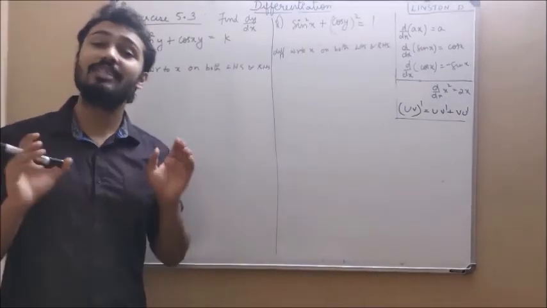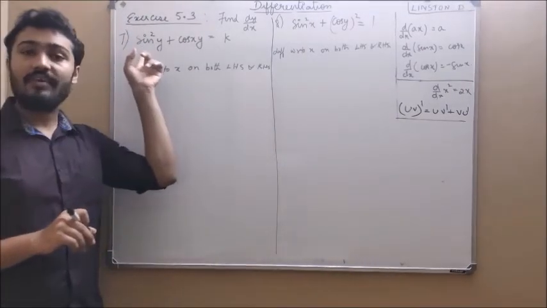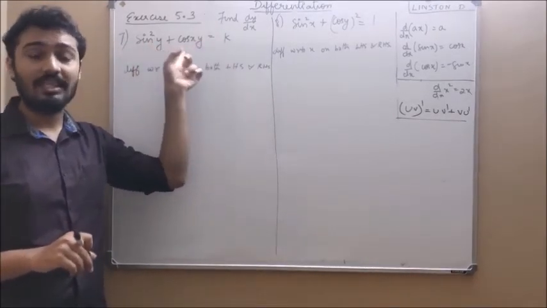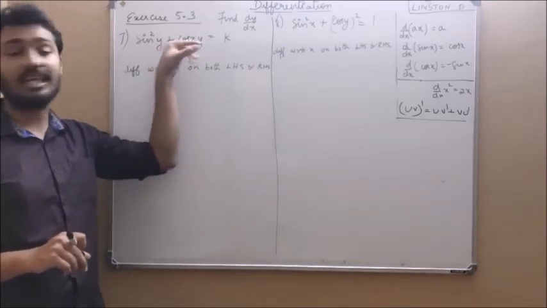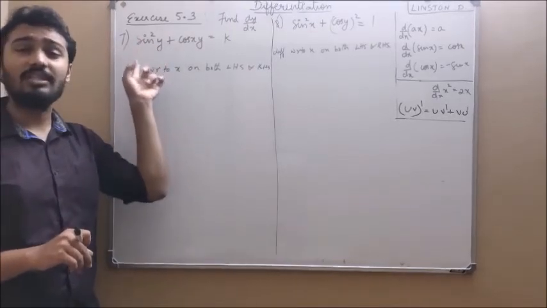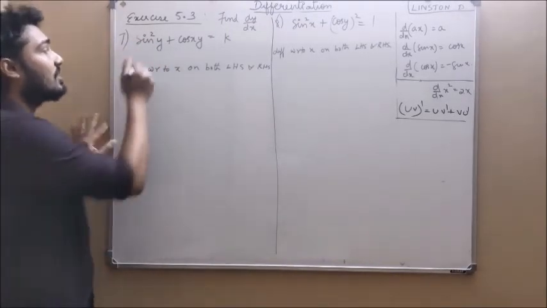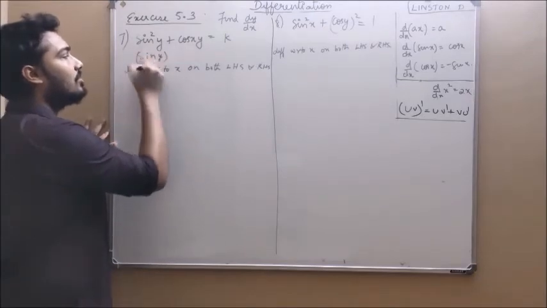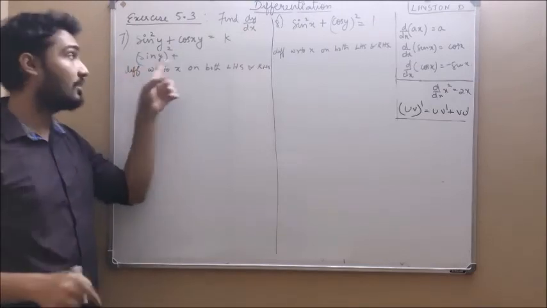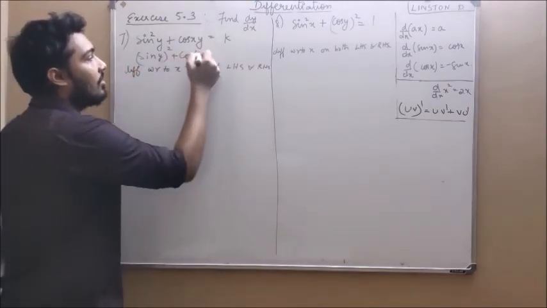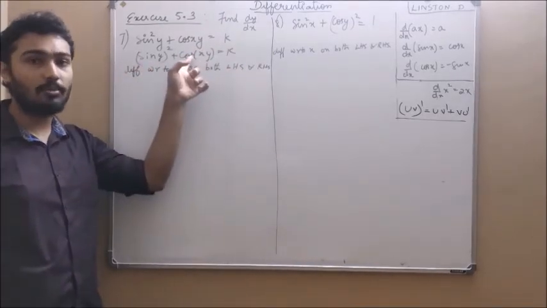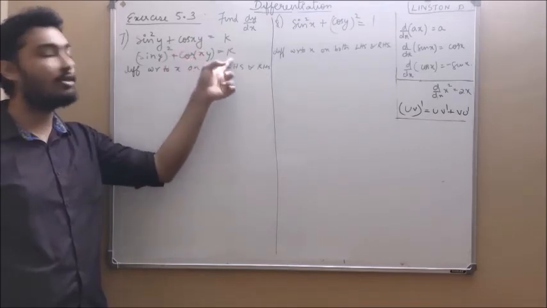We'll continue. We'll do the 7th question. sin square y plus cos xy equal to k, where k is a constant. Now we have to differentiate this. This is an implicit function because there is both x and y in the equation together. Now, here sin square y is given. What is the meaning of sin square y? sin square y is nothing but sin y the whole square. Correct? We have learnt in trigonometry sin square x is nothing but sin x the whole square. Next, cos xy equal to k. Now look here, this is cos xy, it is a product. You have to differentiate like the previous question.